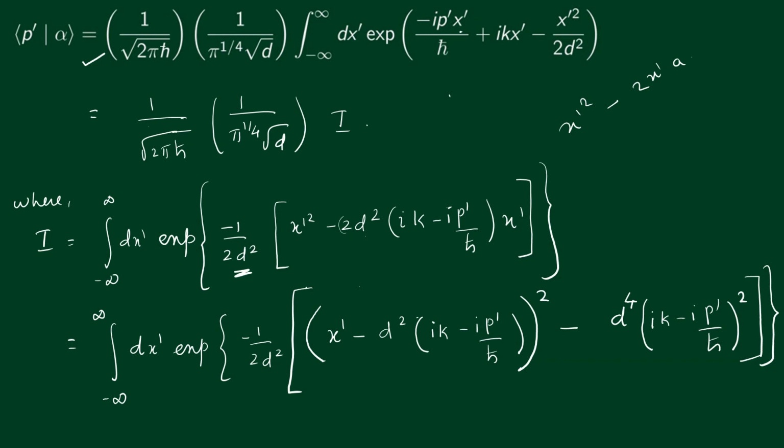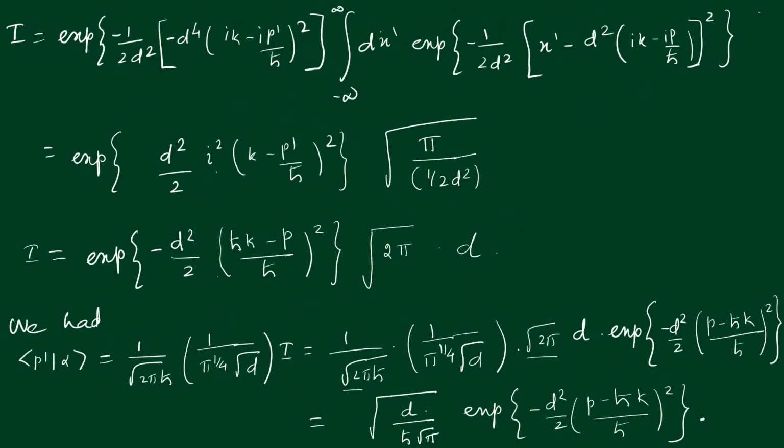Now actually we have achieved what we wanted to do. This term is a constant, and we have got an exponential minus 1 by 2d square multiplied by this term. This is a constant which can be pulled out of the integral. So let's do that. This constant term is now pulled out of the integral, exponential minus 1 by 2d square and minus d raised to 4 ik minus ip prime divided by h bar whole square. What we are left with is the integral from minus infinity to infinity dx prime exponential minus 1 by 2d square, and then x prime minus, let's say, some a, whole square.